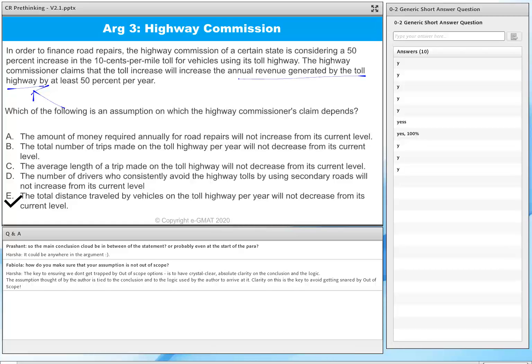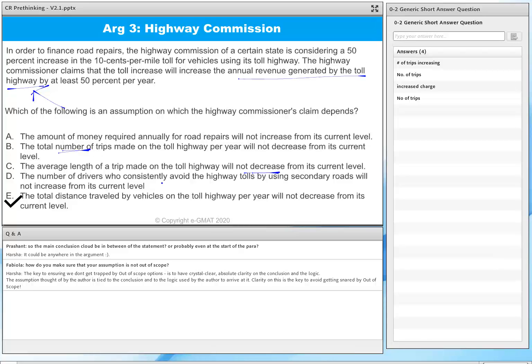Okay. And choices C and D are also strengtheners. I'm surprised not many of you chose choice C. If the average length of the trip decreases, what's going to happen? What can compensate for average length of the trip decreasing? Choice C. What can compensate for this? Number of trips. Yes, you can see how choices B and C are complementary.